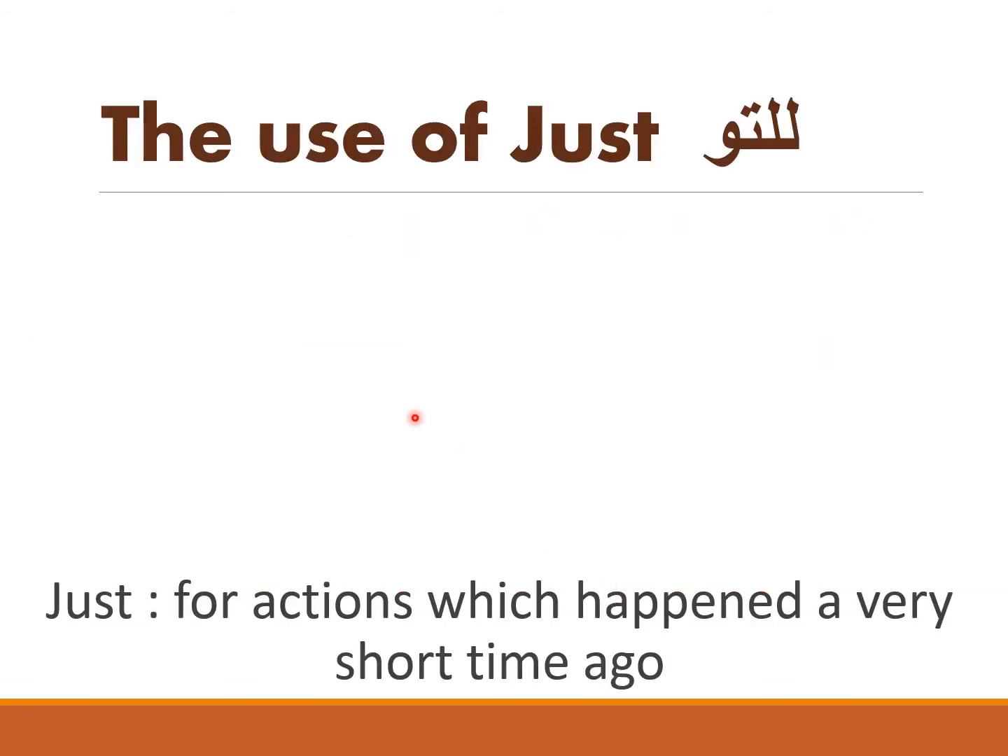We said that we are going to talk about 4 keywords of present perfect. Let's start with just. What do we mean about just, or when can we use just in present perfect? Just is used for actions which happened a very short time ago. Look at this example. I have just arrived. I is a plural pronoun, so we use have.